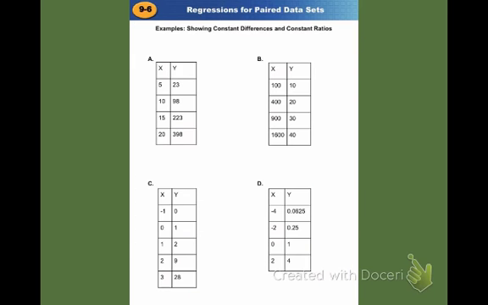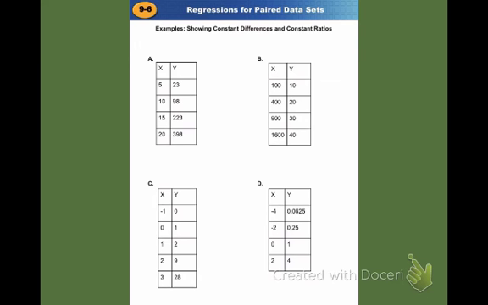So in this example, we're given some data sets, and we might want to write some sort of function to represent this data. Maybe this is data that was gathered from some observations or some experiment, and we would want some kind of function that goes along with it so that we could use that to make predictions for other observations. So in order to be able to use the data, we need to know what kind of data it is. So we're going to take a look at seeing if we can diagnose what type of function would best represent the data by looking at differences. So it says showing constant differences and constant ratios.